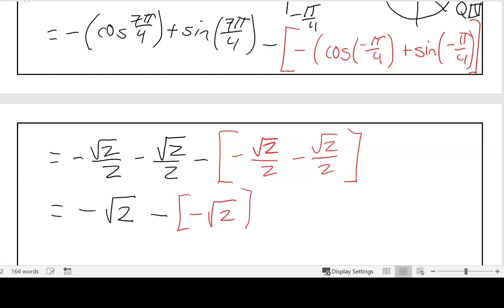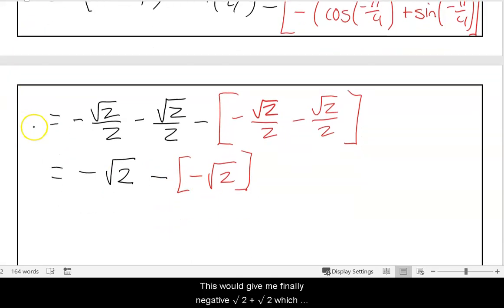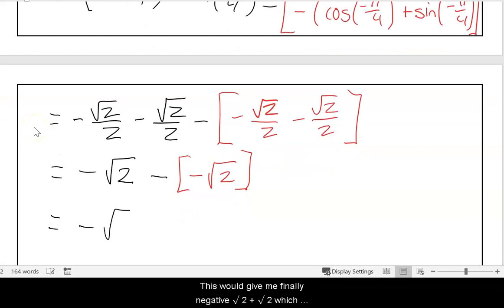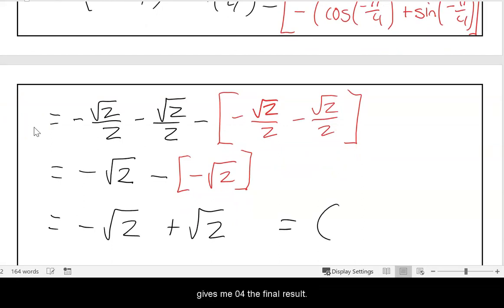square root of 2. Now in this case, when I continue this problem, I have a double negative. The double negative is going to make it a plus. This would give me, finally, negative the square root of 2 plus the square root of 2, which gives me 0 for the final result.